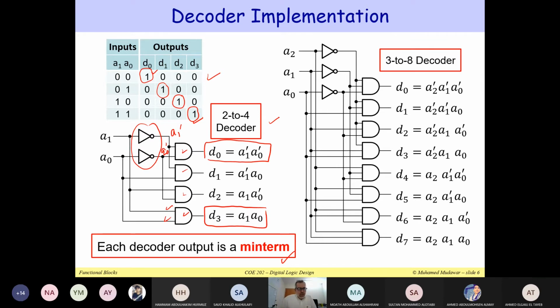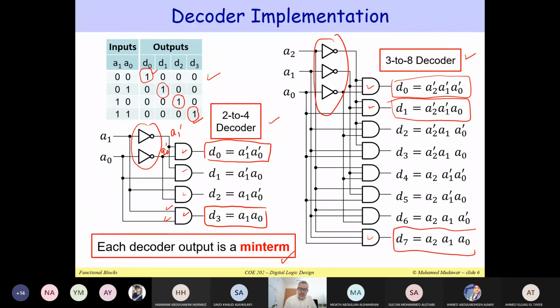So that's a 2 to 4 decoder. If I would like to implement a 3 to 8 decoder, I will need 8 AND gates, and I will need 3 inverters because I need to invert all my inputs, and you can see that each output here is a minterm. Okay, so for example, pick any output, like D4. D4 means 1 0 0, so we write it as A2 A1 prime A0 prime. So think about the output as a minterm, and you can easily obtain the equation and easily implement the decoder. So that's the implementation of the decoder.